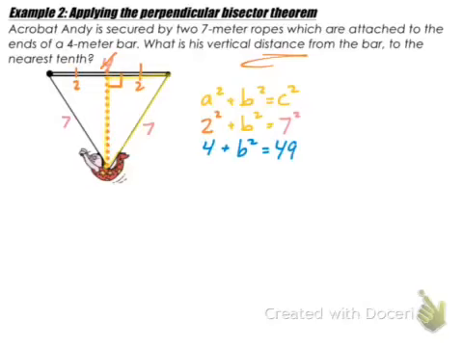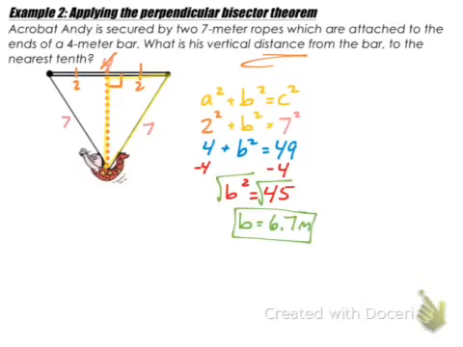B represents the actual height, or the distance from Andy to the bar. So if we simplify the equation, 4 plus B squared equals 49. Subtract 4 from both sides, B squared is equal to 45. Now we have to figure out what B is, so we're going to take the square root of both sides. B is equal to 6.7 meters.